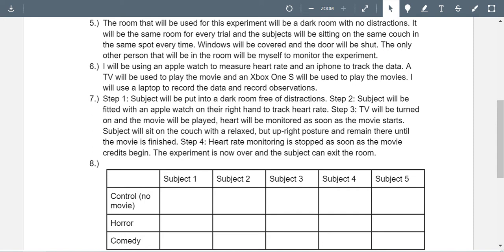The heart rate is monitored as soon as the movie credits begin. Experiment is now over and the subject can exit the room. Okay, isn't this step 5? You didn't put that in there. Or do they leave right after the movie starts? Because that's how this looks like.